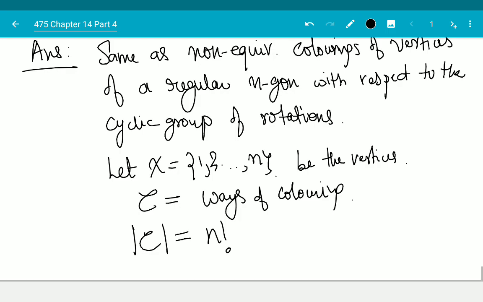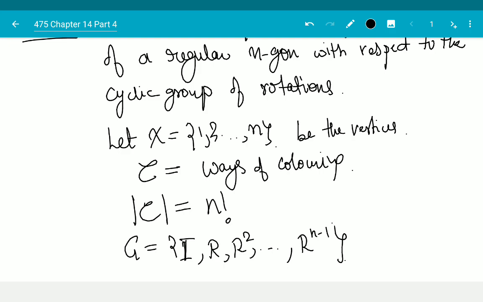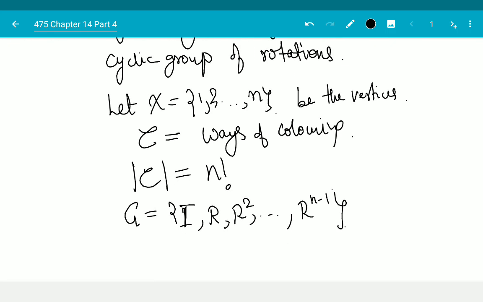And that's because, well, I can't use the same color twice. So I have only one of each object, right? And distinct objects in a circle. The cyclic group G is equal to identity, r, r squared, all the way to r to the n minus 1. Okay, where each rotation is by something.